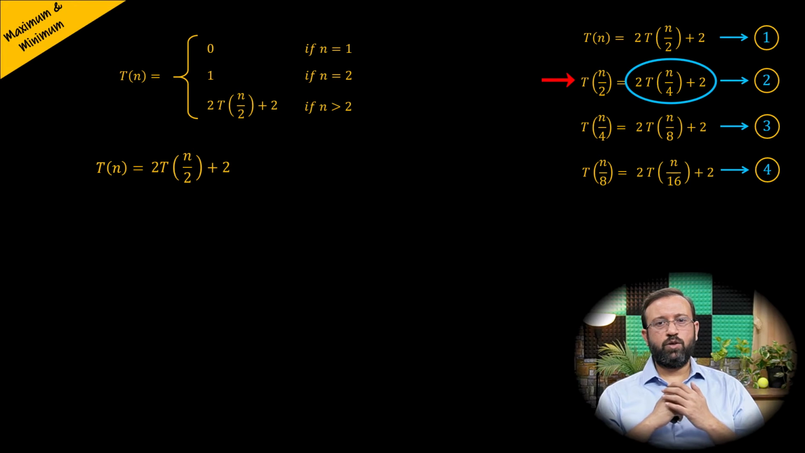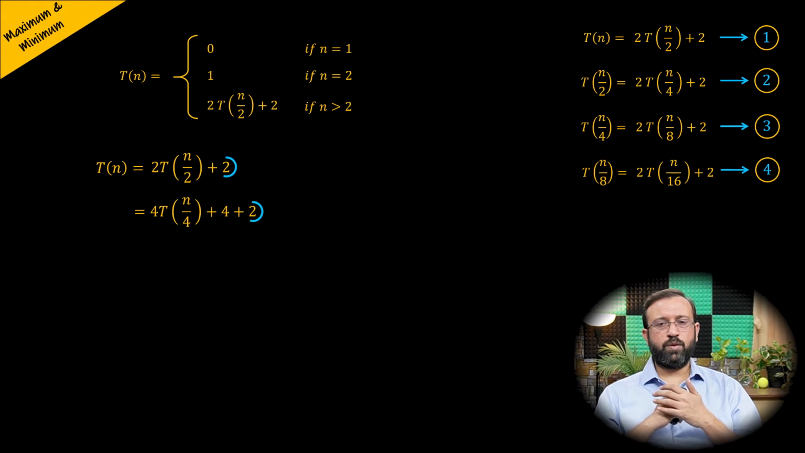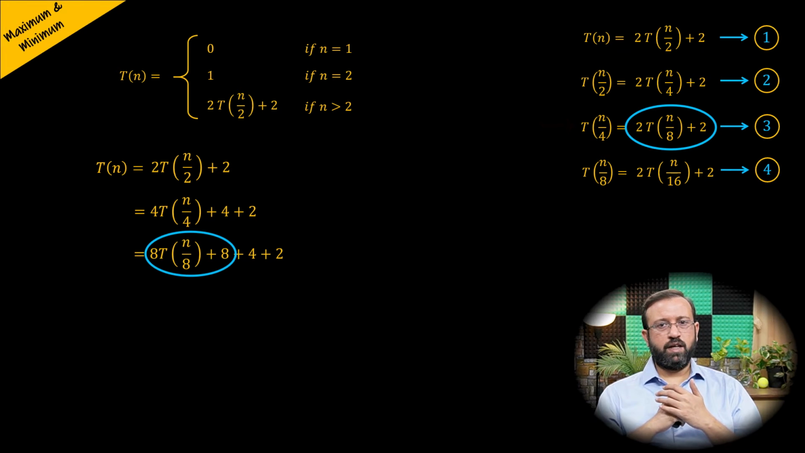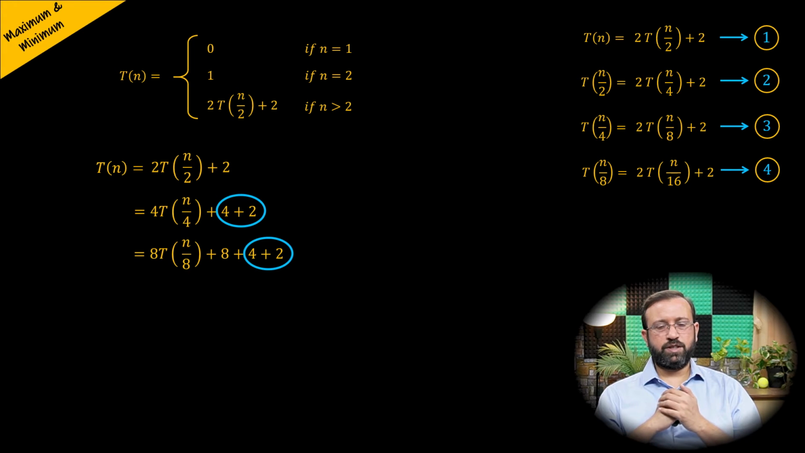So we have 2 multiplied by 2t of n by 4 plus 2, which will be t of n equal to 4t of n by 4 plus 4 and plus 2 from the above expression. Then instead of t of n by 4, we can substitute the third equation, that is t of n by 4 is equal to 2t of n by 8 plus 2. So we have 4 multiplied by 2t of n by 8 plus 2, which will be t of n equal to 8t of n by 8 plus 8 and plus 4 plus 2 from the above expression.